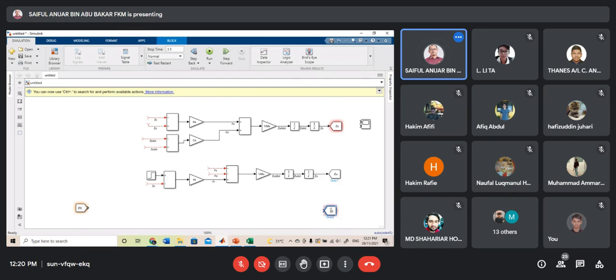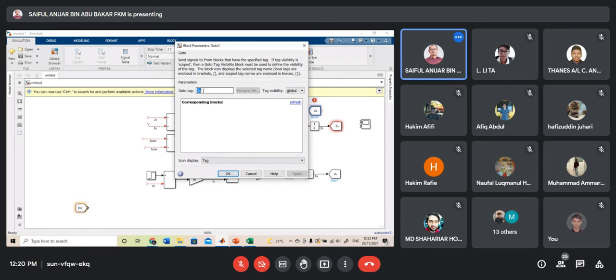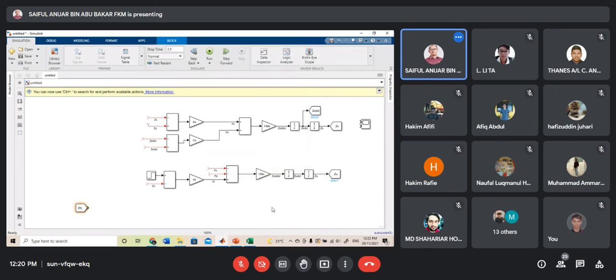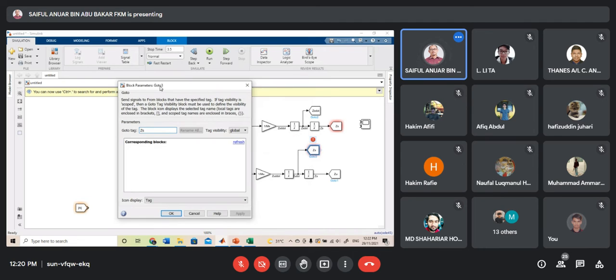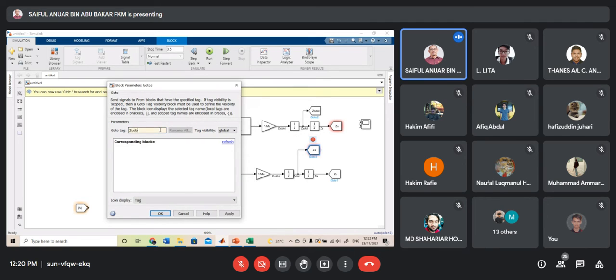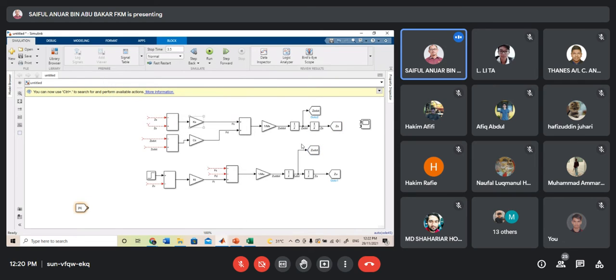Okay, we do the same thing for ZF dot. Then we do the same thing for ZU dot. We just pull it. So we need ZF here, we just pull it. So this one is blue, right? You click here, you just pull it.